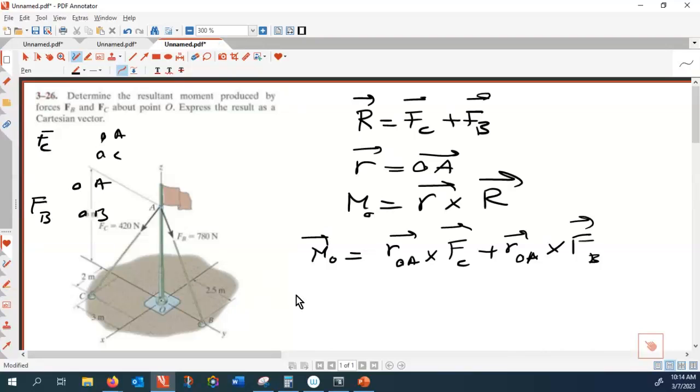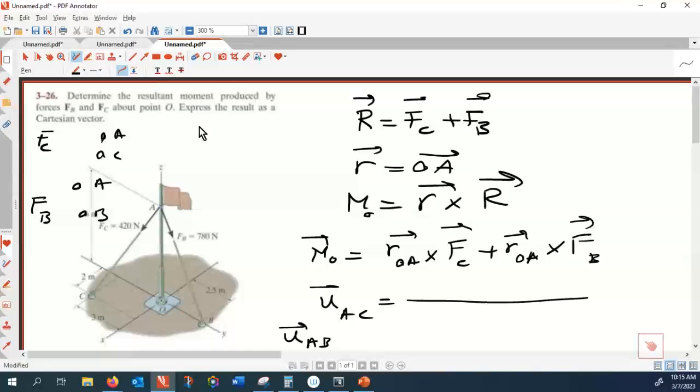Okay, which one do you want? You want to do them separately or just, well, either way, we are going to have two unit vectors, the unit vector of AC, and we have to have unit vector of AB. So how do I find the unit vector of AC? I have to find AC and divide that by the magnitude of AC.